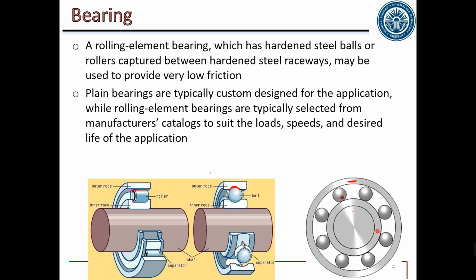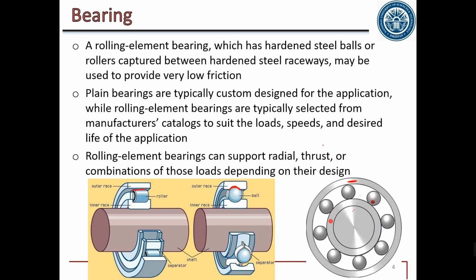Plain bearings that we have already seen in the previous slide are custom designed for the application, while rolling element bearings are typically selected from a manufacturer catalog, suited for load, speed, and design life, that we will study in today's lecture: how to select a bearing. You do not need to design the bearing, you need to select the bearing.